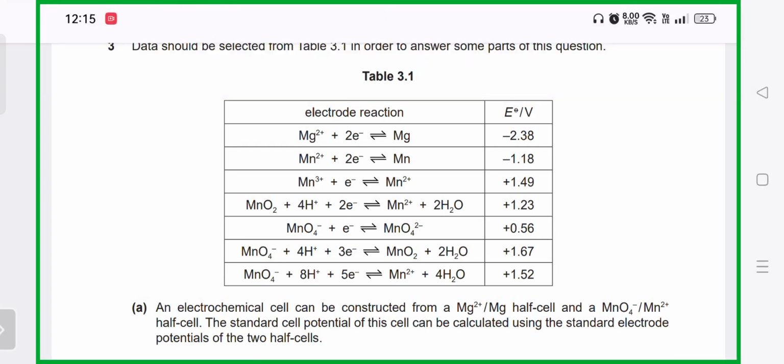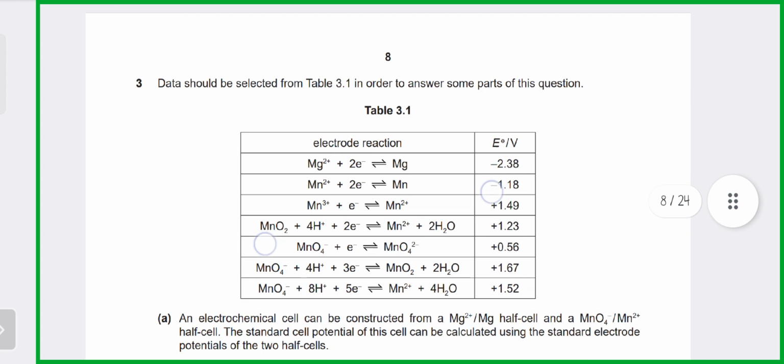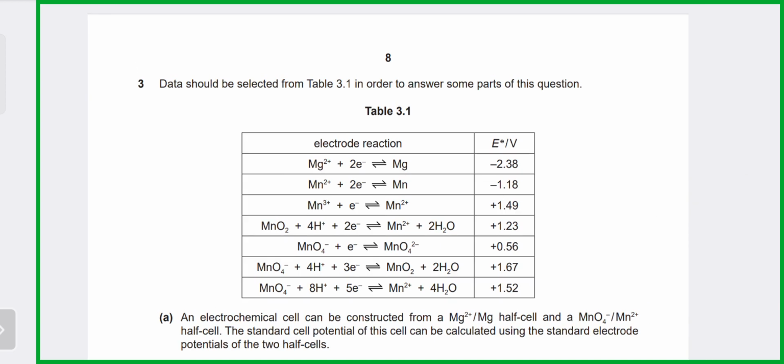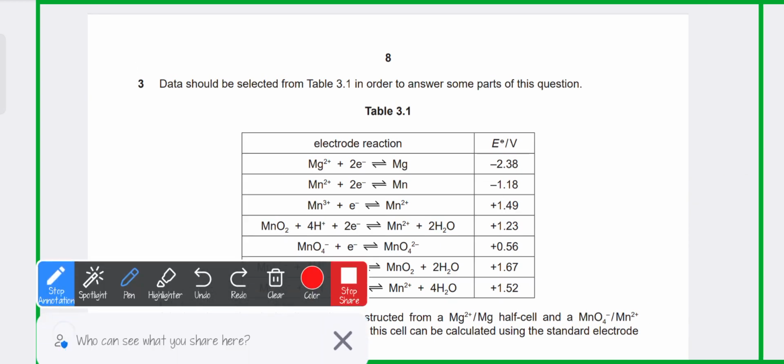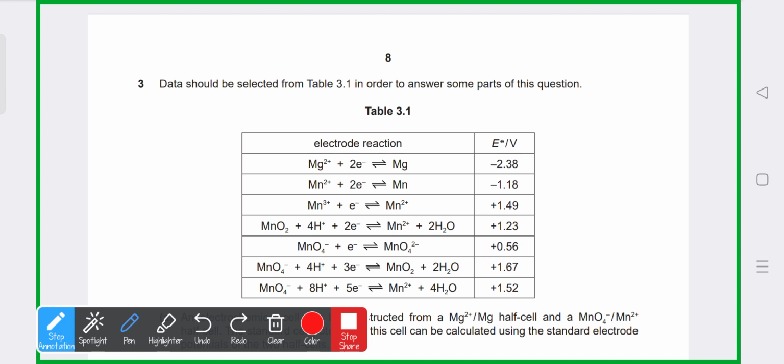Assalamu alaikum. So today we are going to do the question paper 9701 Winters 42. Okay. Starting with question number 3.